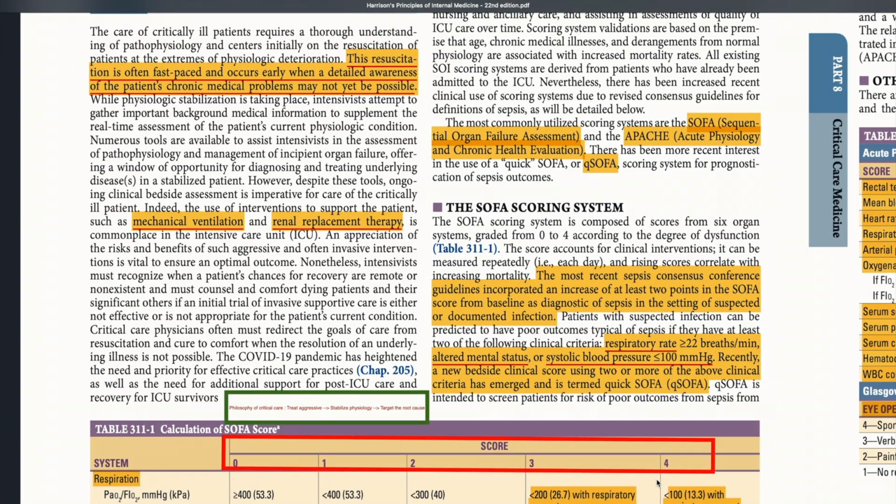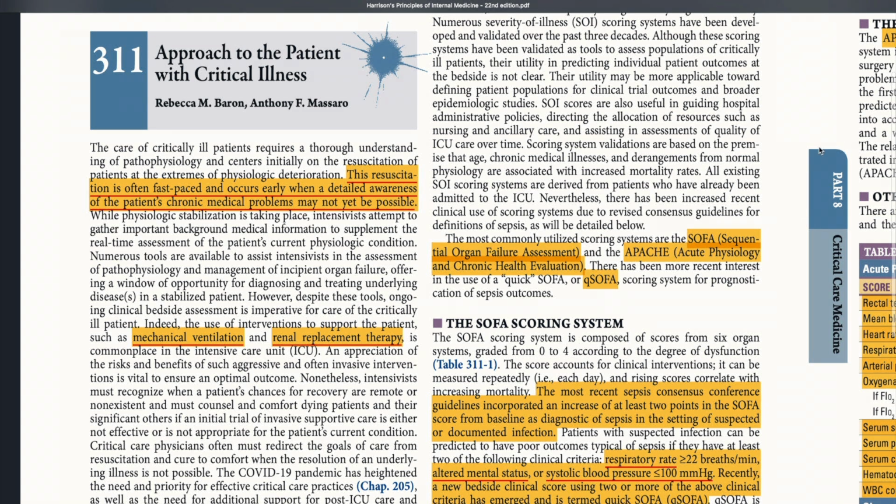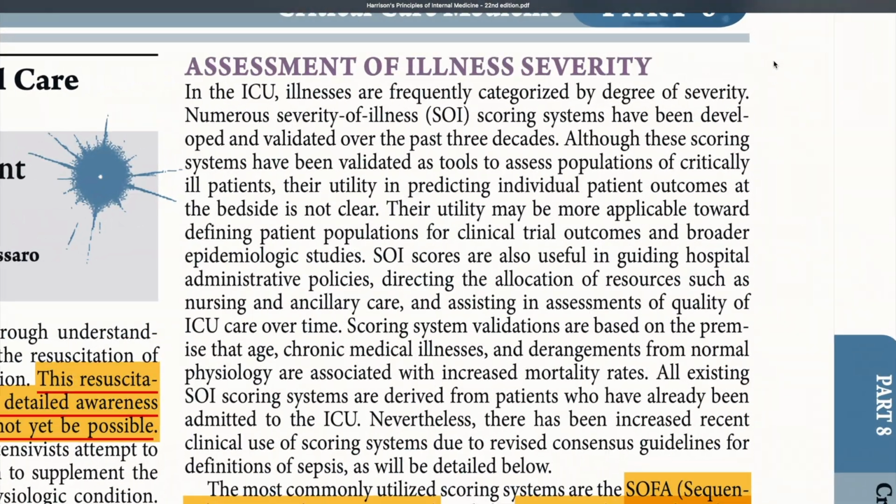Okay, so next we'll be seeing the assessment of illness severity. Now every patient in the ICU is not the same. Some may be critically ill but have a good chance of recovery, while others may not have the same prognosis. The prognosis may be poor. So how do we assess the severity?